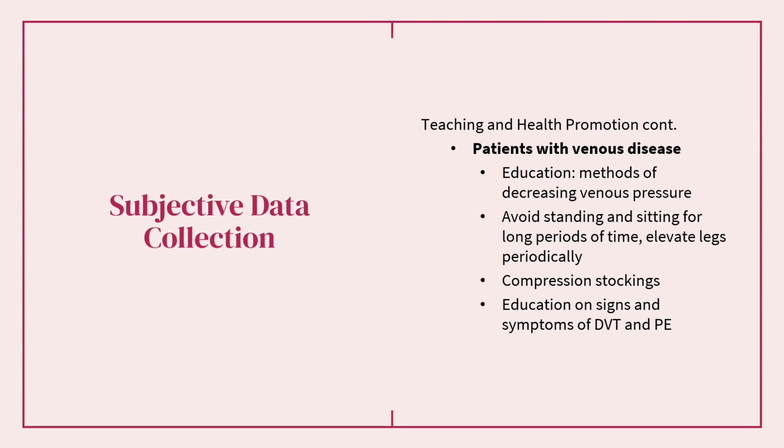DVT and PE education, patients must know when to seek help. So signs of DVT, which would be unilateral leg swelling, pain or tenderness that is sudden, warmth, redness, and then for pulmonary embolism, any sudden shortness of breath, chest pain, tachycardia, anxiety. Because remember, that's an emergency.